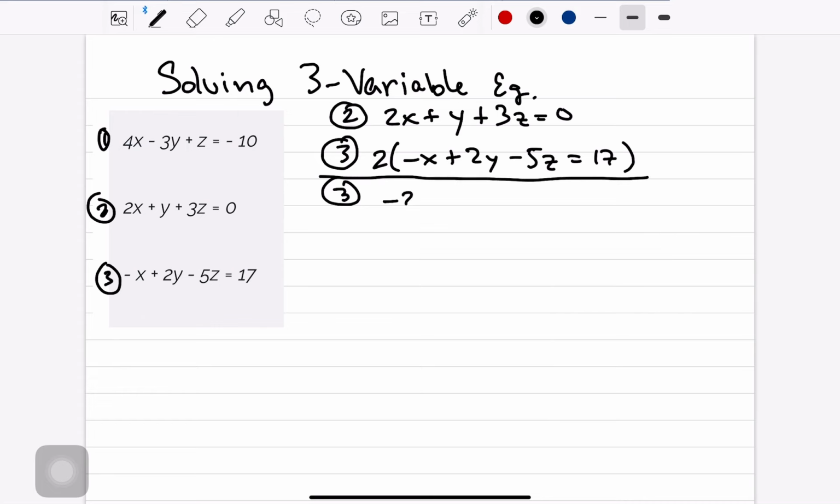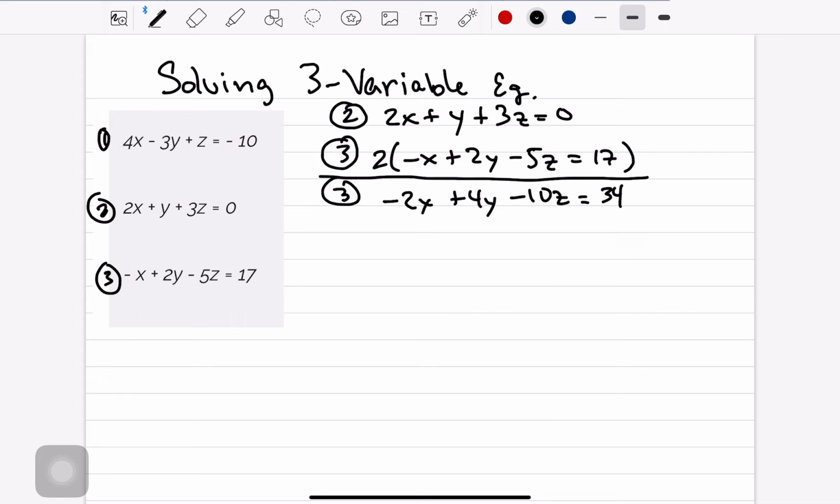So that's going to be negative 2x minus 4y plus, whoa, I was over here thinking I was multiplying by negative 2. Give me one second. All right, so negative 2x plus 4y minus 10z. That's multiplying it by 2, not negative 2. And then 17 times 2 is 34.